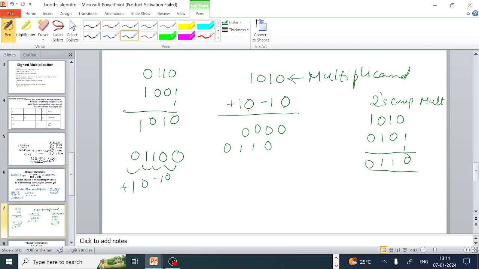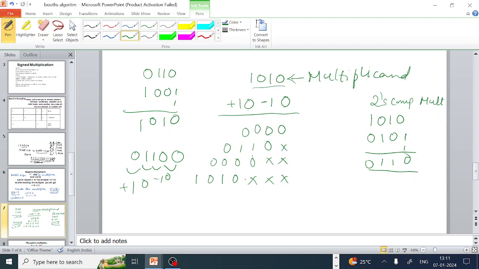Then it is multiply by 0. Again I have to shift 1 bit with respect to this. So it will be zeros. Okay. Next I have to multiply with plus 1. Plus 1 means write the multiplicand as it is, right? So 0 1 0 1. Okay. So I got this.